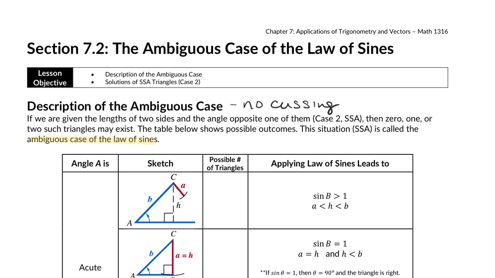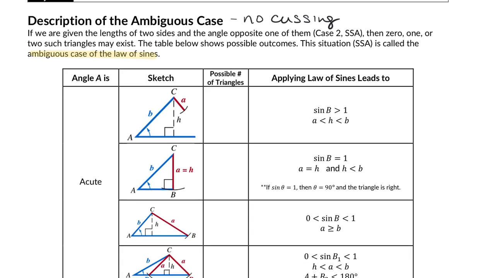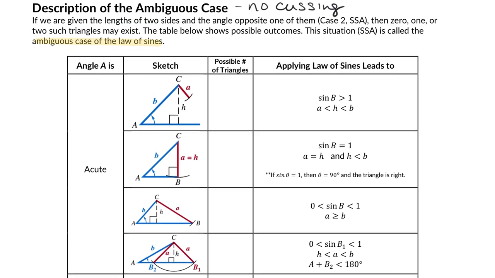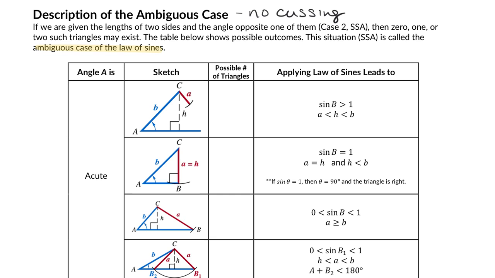Do you know what the word ambiguous means? It means not clear. So this is ambiguous, so it's not clear what the triangle should be when we know this. So here are the options we have when we are given side-side-angle.